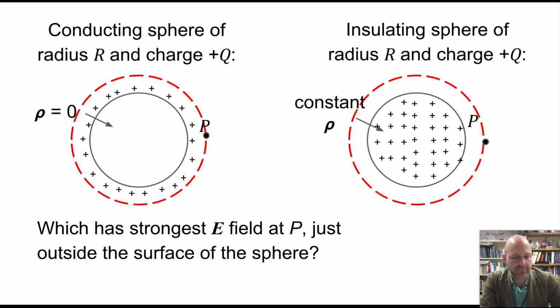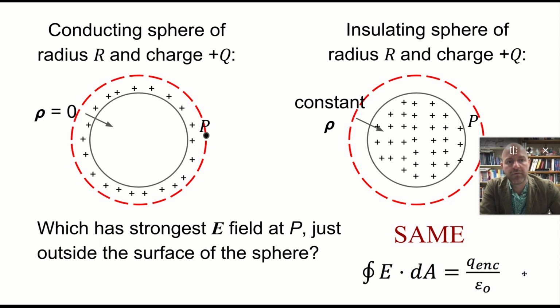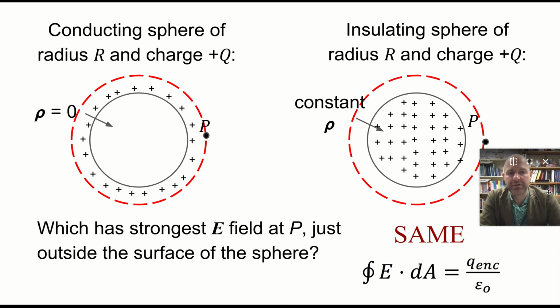we get the same result for the electric field, because all we care about for Gauss's law is charge enclosed, and then the area of the Gaussian surface. If these are 2 spheres of identical radius with the same amount of charge, you've enclosed the same amount of charge and you're the same distance from the center because you have the same radius of your Gaussian surface. Now, once you go inside, things change.